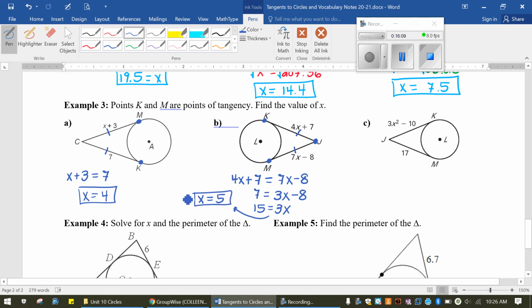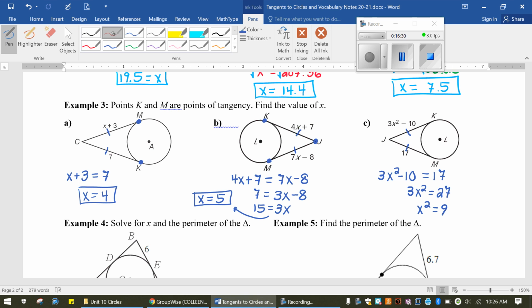Okay, last one here on 3, letter C. So these will be congruent. So 3x squared minus 10 is 17. Add 10. 3x squared is 27. Divide by 3. X squared is 9. And then we're going to take the square root of both sides, and we're going to get that x is 3.